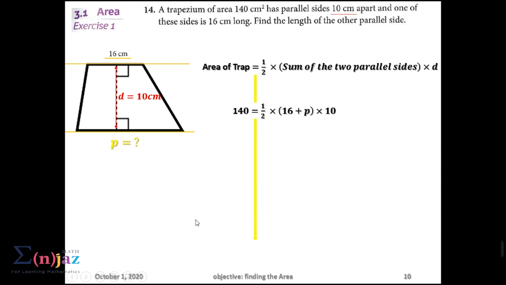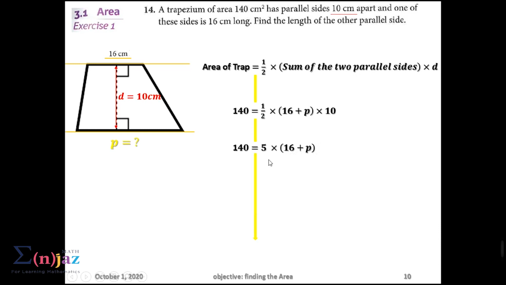Now, before we actually apply inverse operations or opposite operations to solve for P, or to make P the subject, we must simplify this equation. How? Half times 10 is actually 5. So it's going to become 140 is equal to 5 times, inside brackets, 16 plus P.